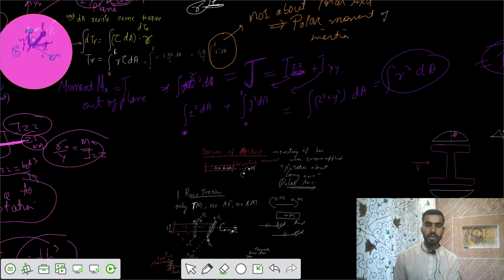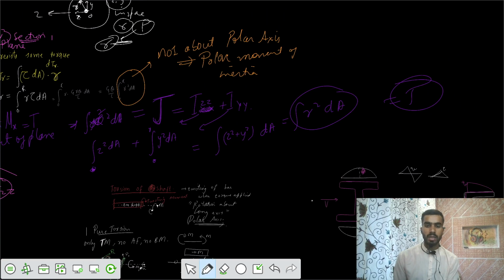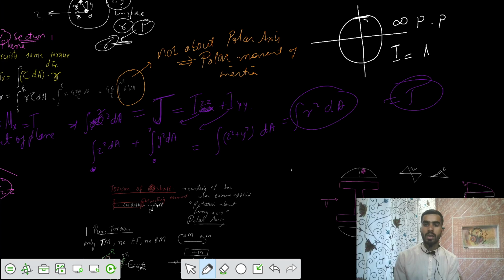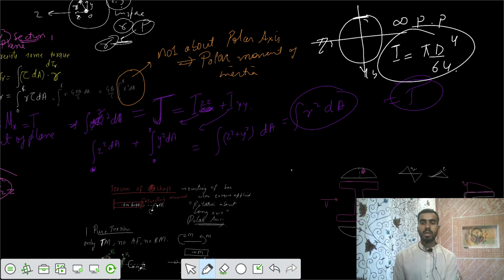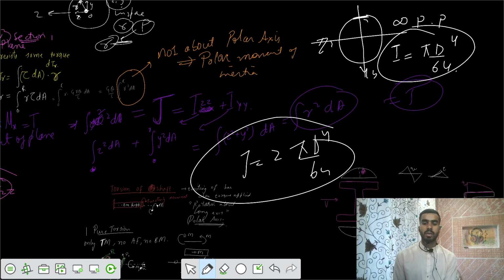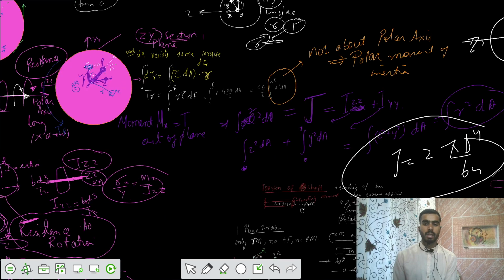Now we know that if you have what we call a circular section, we have the same moment of inertia about all principal planes. That means the moment of inertia about any axis is equal to pi d to the power 4 by 64. Either you write Iy or Iz, that is the same. Then J would be equal to 2 times pi d to the 4 by 64.